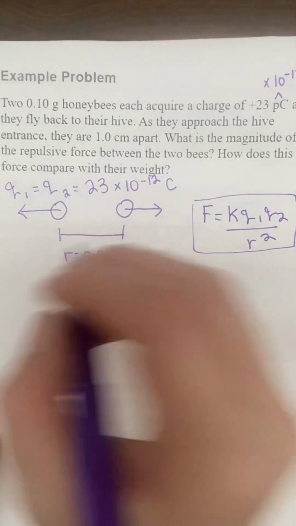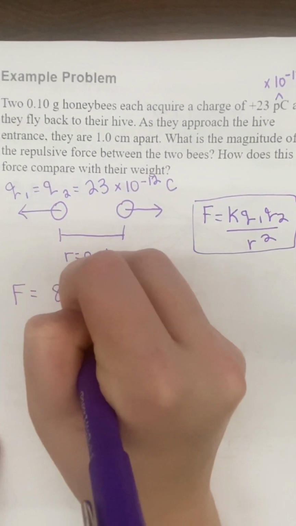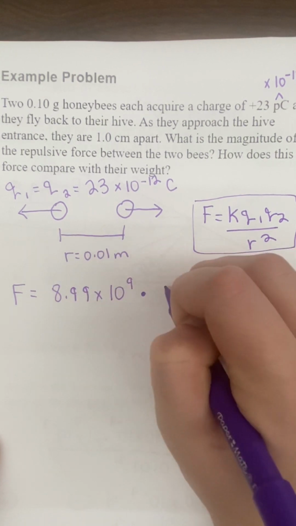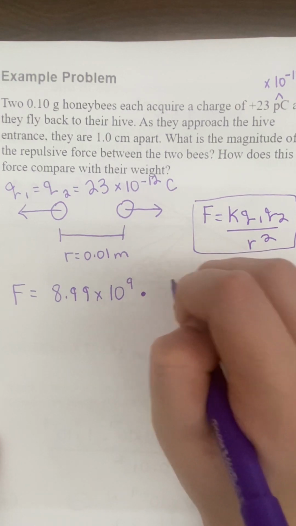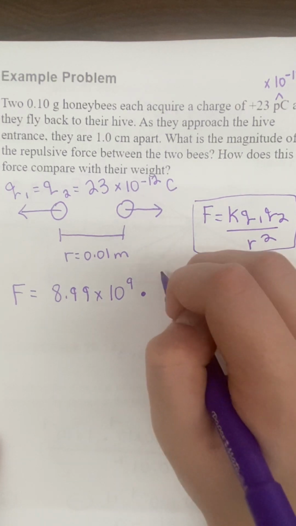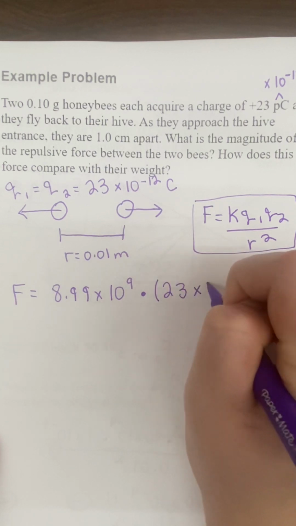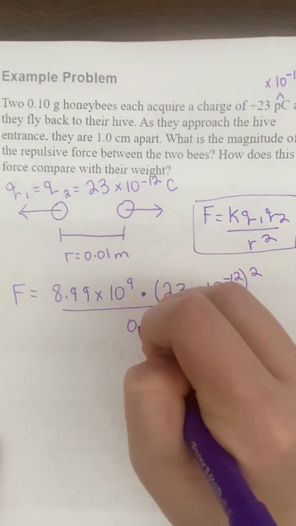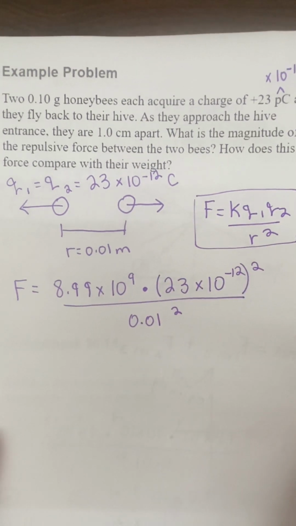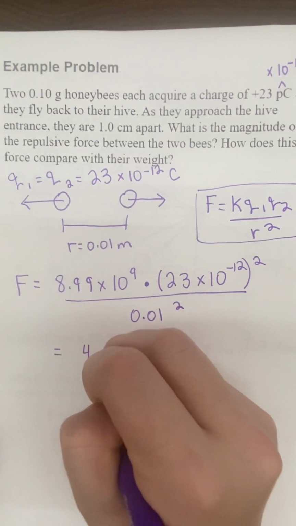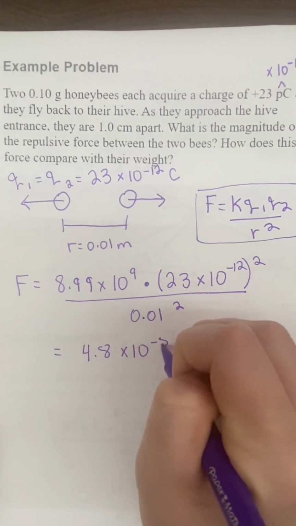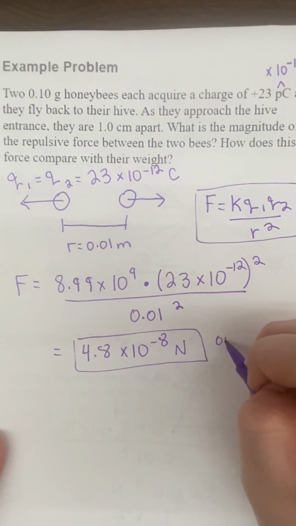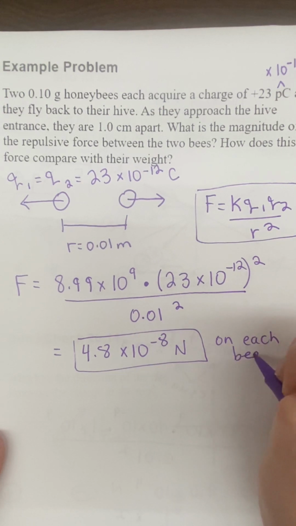So I'm going to plug everything in. 8.99 times 10 to the 9th times, and then instead of writing 23 times 10 to the negative 12 twice, I'm just going to square that term. Okay, we're going to divide by the square of the distance, so 0.01 squared. And we get 4.8 times 10 to the minus 8 newtons. Okay, and then this is on each bee.